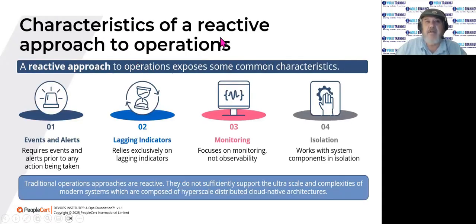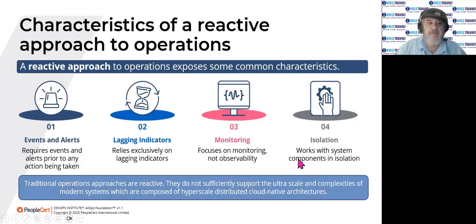These are some characteristics of a reactive approach to operations, the traditional approach. Some of the common characteristics. The first one is events and alerts, requiring events and alerts prior to any action being taken. And it also involves lagging indicators, relying exclusively on indicators, so how things happened up to the point of monitoring, for example. And monitoring, focusing on monitoring instead of observability. So the idea of having prescribed things that you're looking at. And finally, isolation, number 4, works with system components in isolation from each other rather than as a complicated topology or distributed system.